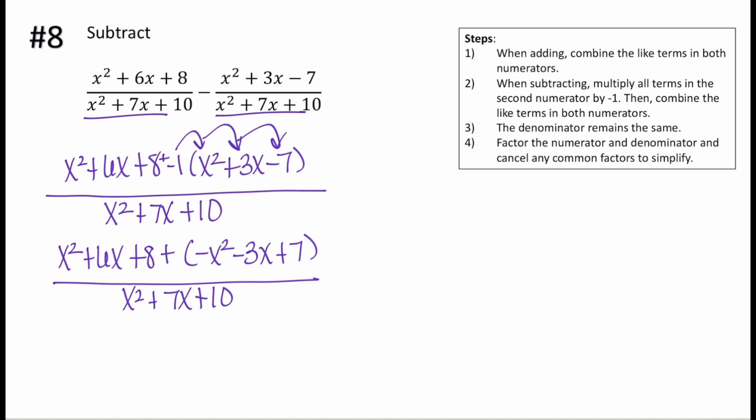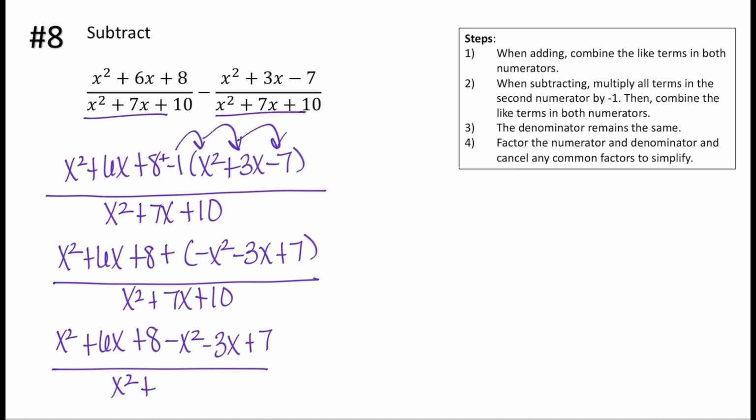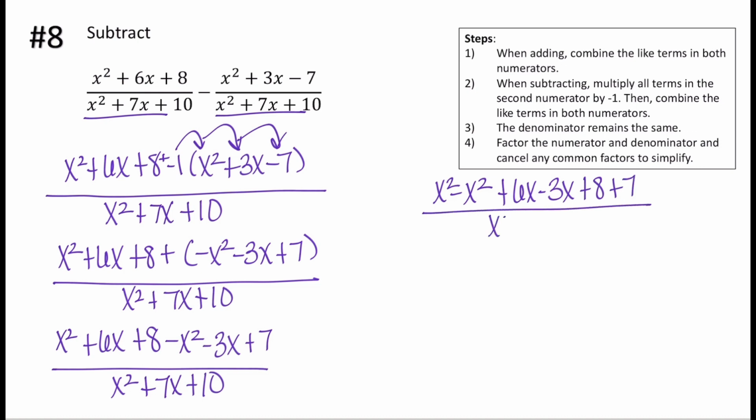So when we write this out, we have x squared plus 6x plus 8 minus x squared minus 3x plus 7 over x squared plus 7x plus 10. So now let's rewrite the numerator by combining all the like terms. So we have x squared minus x squared, we have plus 6x minus 3x, and then we have plus 8 plus 7. So that is over x squared plus 7x plus 10.